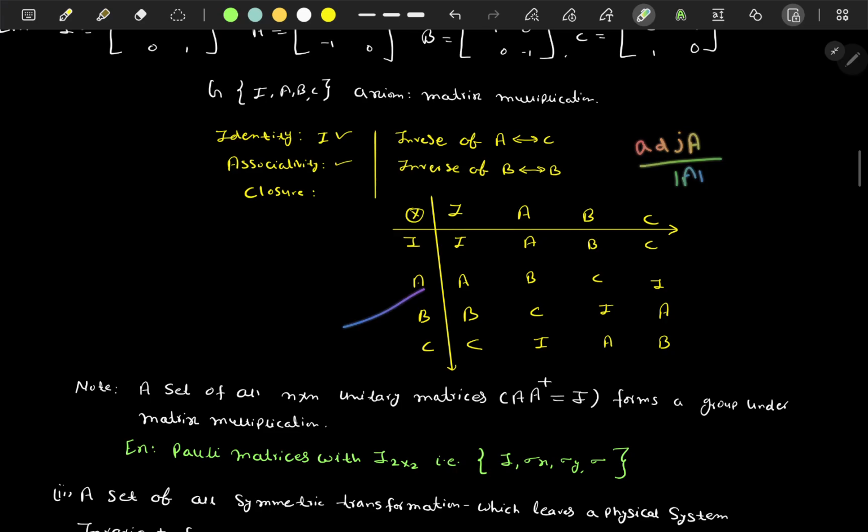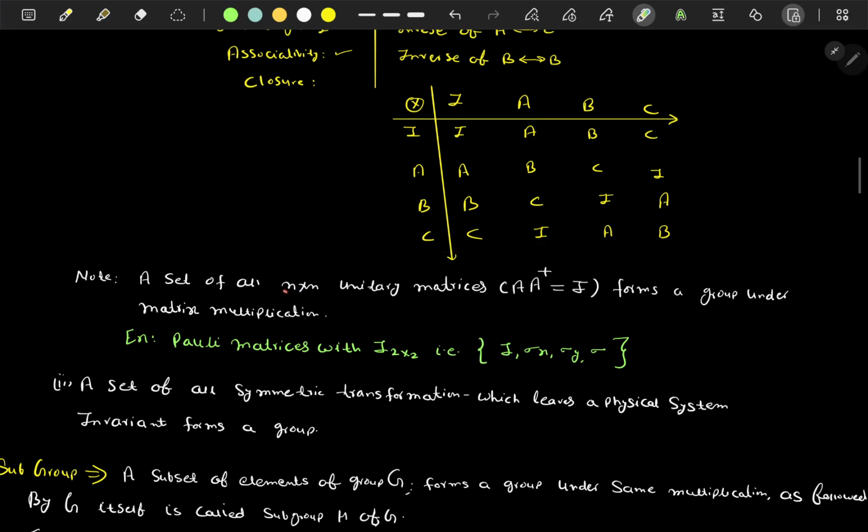So we can draw a table here, I, A, B, C, to multiply. I, A, B, C, you know, A I A, A A B, and A B C and A C I. So multiplying A with C, it is giving the identity element. It is the property of inverse. So inverse of A is C and inverse of C is A. Same, B I B, B A C, B B I. Inverse of B is B, and B C is A.